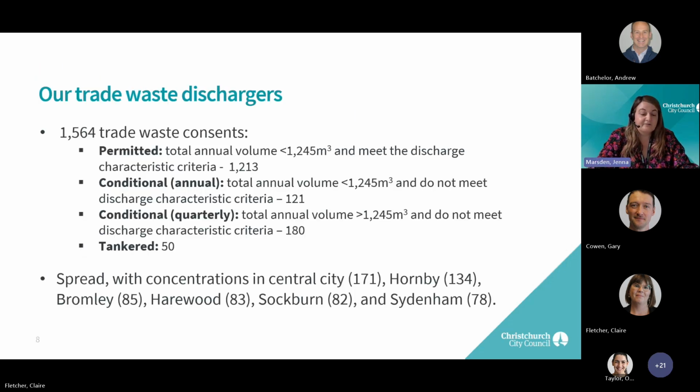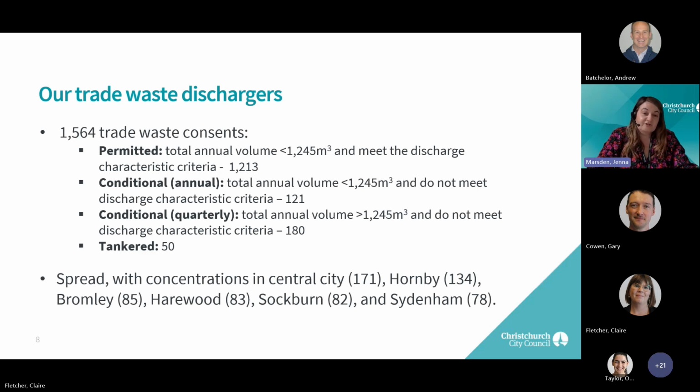And the final bit of context I wanted to cover, I just want to talk a little bit about our trade waste discharges in Christchurch and Banks Peninsula. So our district has just under 1,600 trade waste consents in total. And how discharges are categorised is largely based on the volume of the discharge and Schedule 1A of the bylaw. So Schedule 1A is a list of permitted characteristics of the discharge. So this includes things like the flow, the temperature, and the amounts of different kinds of chemicals, things like that.